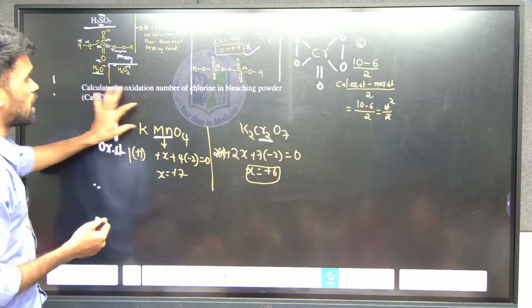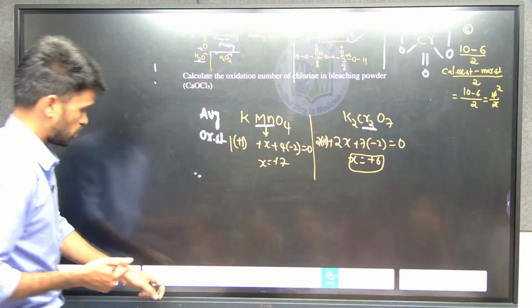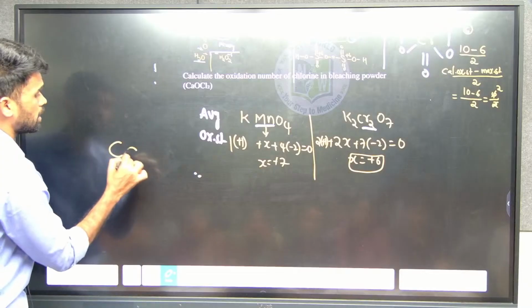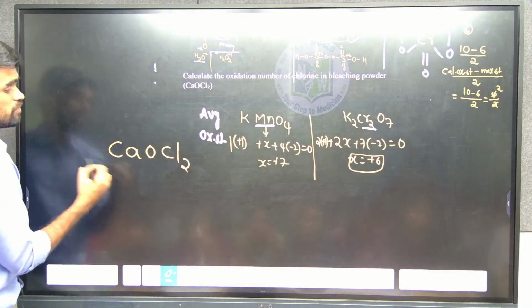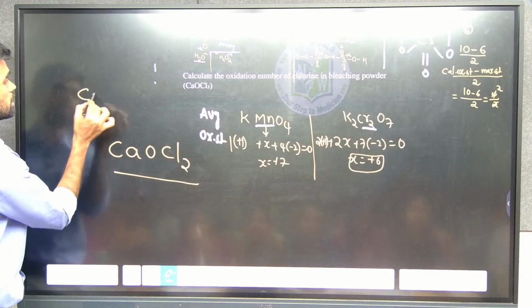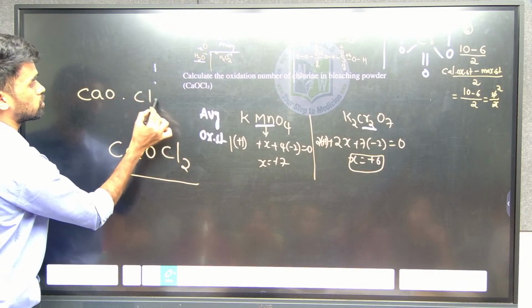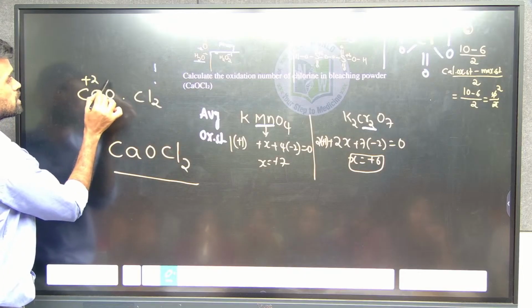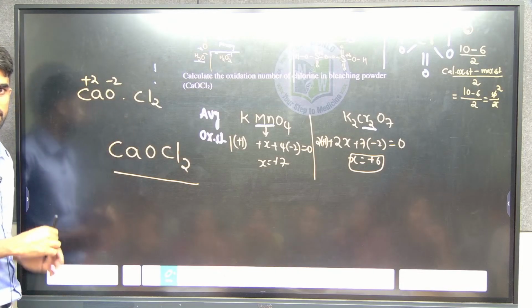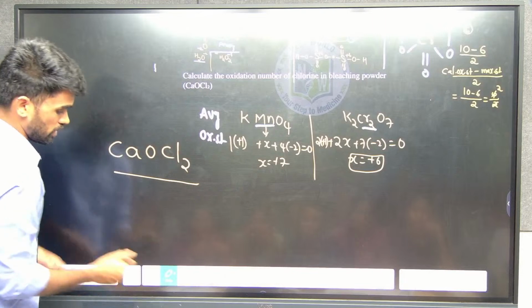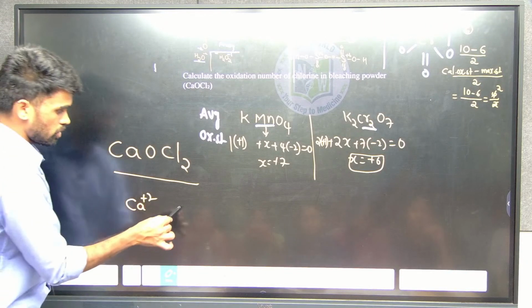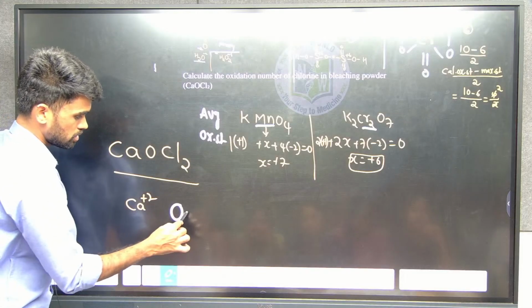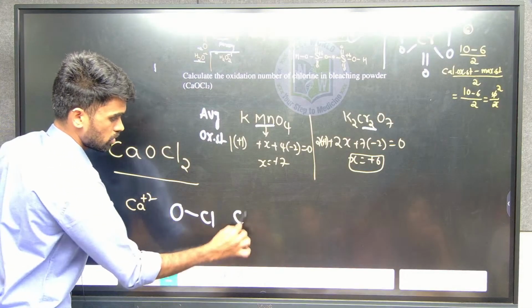Okay, next compound is bleaching powder. So the bleaching powder formula is CaOCl2. Okay, see, if I want to explain this, you might think like this, calcium oxide dot Cl2. So you may think that calcium is +2, oxygen is -2, like this you may write. But here the story is different. Calcium will always be +2 only. So now here oxygen, chlorine, chlorine.